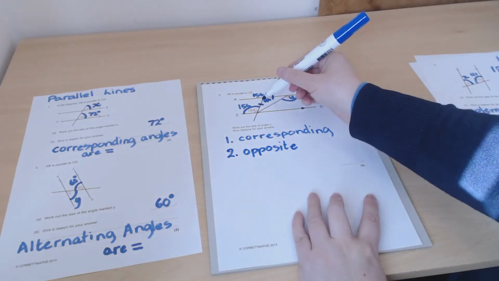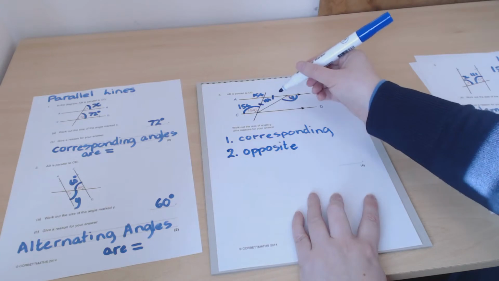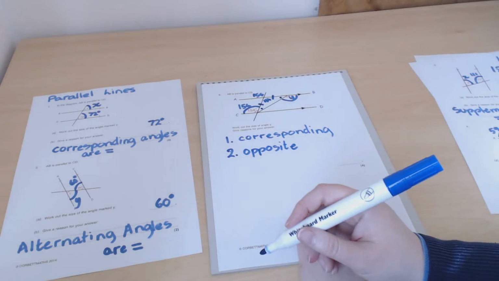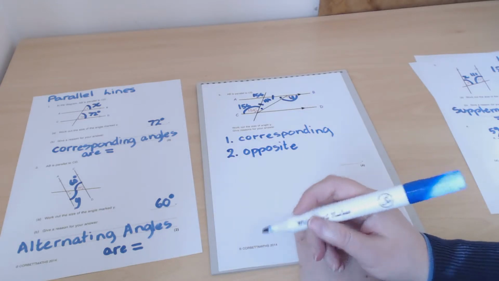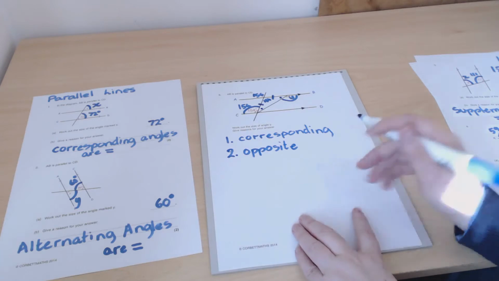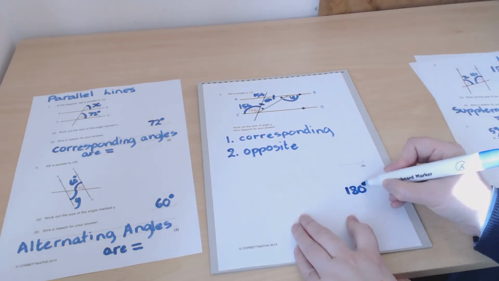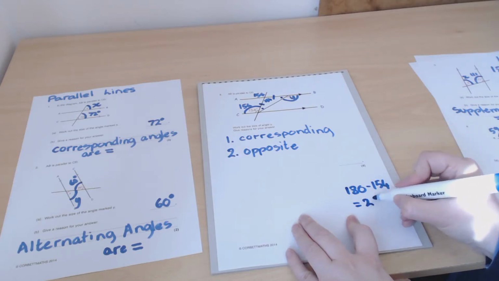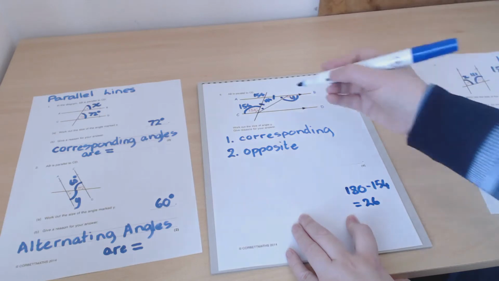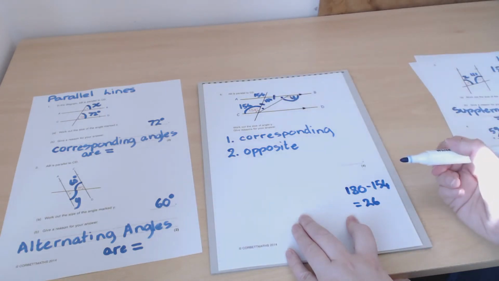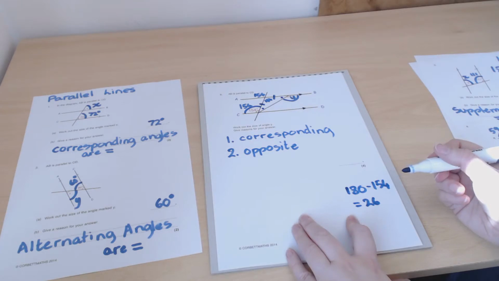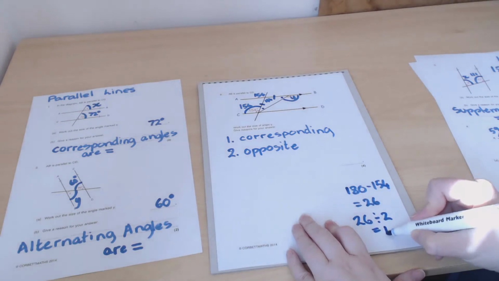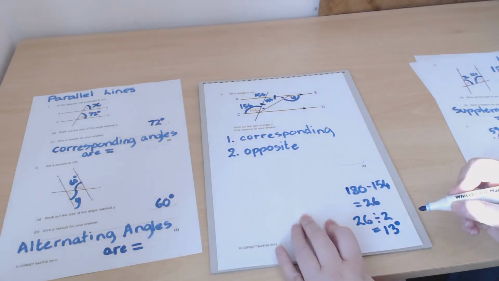Now the final thing we've got here is that we've got an isosceles triangle. So that means that this angle here and this angle here are the same. And we know that angles in a triangle add up to 180. So if we do 180 minus 154, that's going to give us 26 degrees. So these 2 angles must add up to 26 degrees, and because they're the same, we know, therefore, by dividing by 2, that each of those angles is 13 degrees.